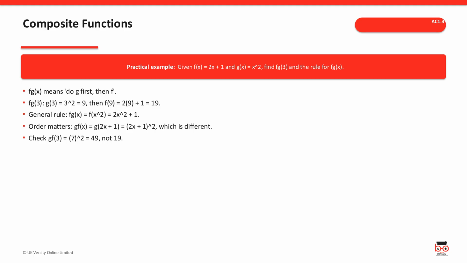Given f(x) = 2x + 1 and g(x) = x², let's find fg(3), remembering that fg means do g first, then f, so g(3) is 9, and then f(9) is 2 times 9 plus 1, which is 19. In general, fg(x) is 2x² + 1, and order really matters because the other way round, gf(x) gives (2x + 1) squared, which is completely different.